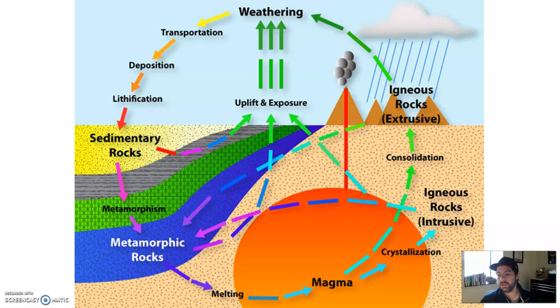There are three different main types of rocks. There's igneous rocks. Some form underground, those are called intrusive. Some form on the surface, called extrusive. So we have igneous rocks, sedimentary rocks, and metamorphic rocks. They each form differently. Each of these can be changed into one of the others via the rock cycle and all these different processes.